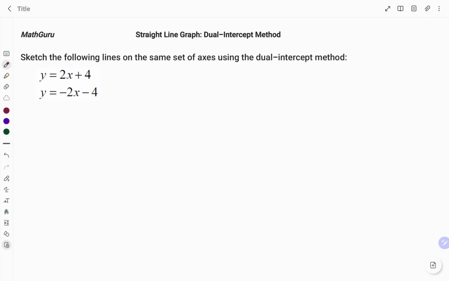In this video, I'm going to show you how to sketch the following lines on the same set of axes using the dual-intercept method.